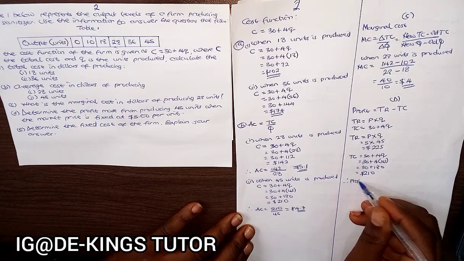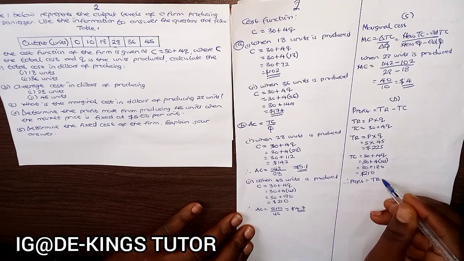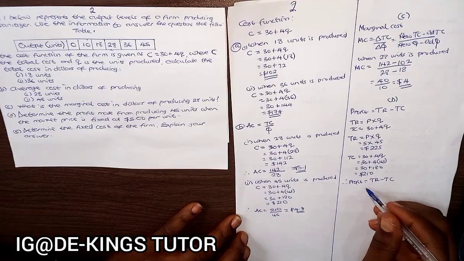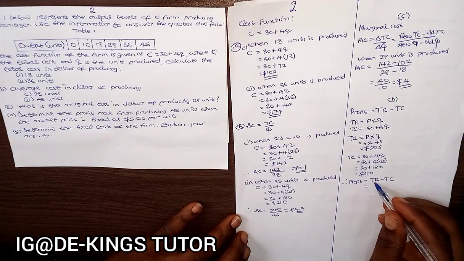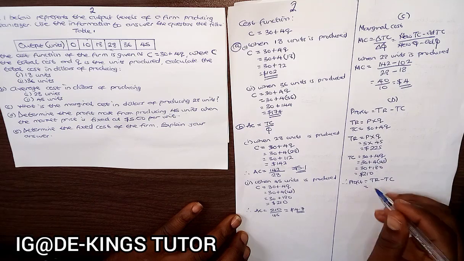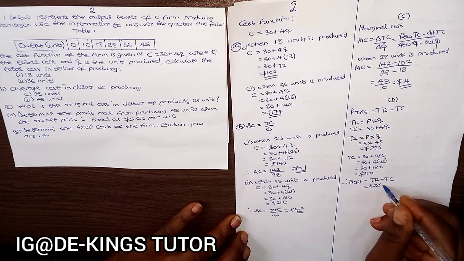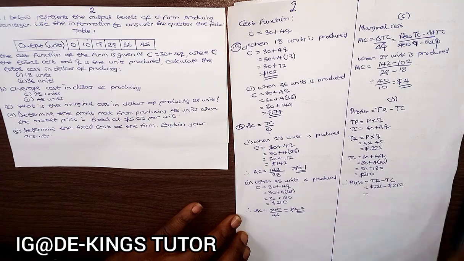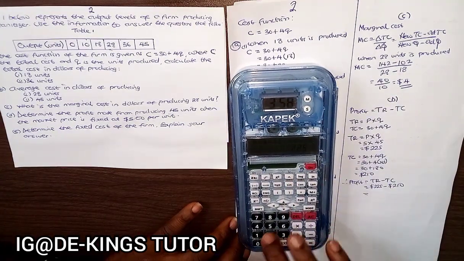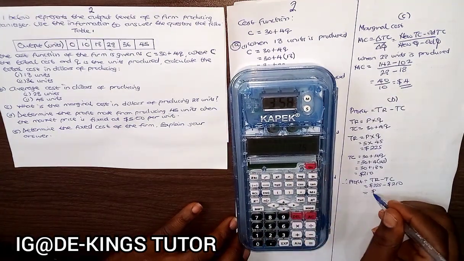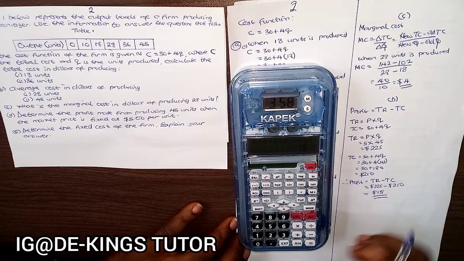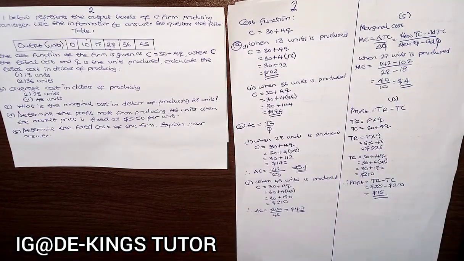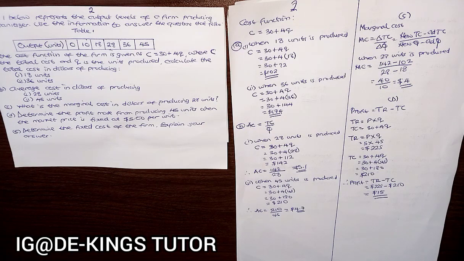Therefore, the profit, which is total revenue minus total cost, will now be: our total revenue here is $225 minus total cost of $210. So 225 minus 210 will give us $15. So our profit is $15. Okay, so that's for D.